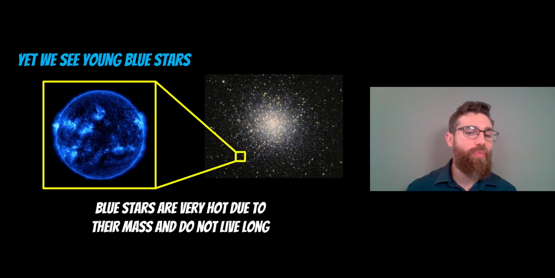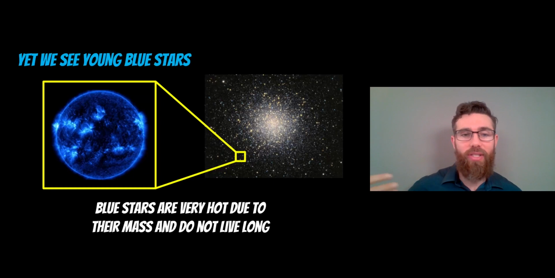But as a general rule, bluer stars, well, they're hotter, they have a higher surface temperature, and that relates to their mass. So the more massive they are, the higher their surface temperature on the main sequence, and that means that they actually don't live as long. So the more massive a star, the shorter its life.